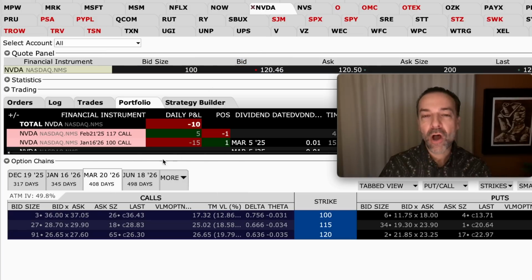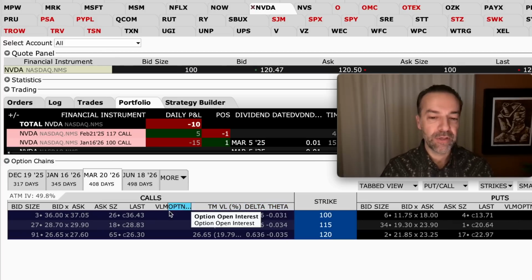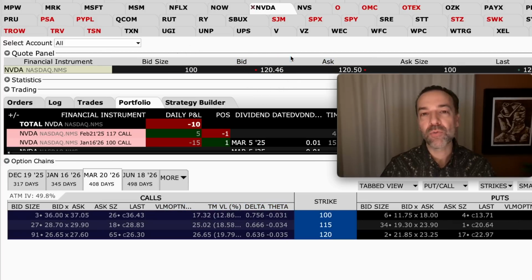So we're going to focus on the call section here of NVIDIA. Here we're looking at the option chain that expires in 408 days. This is indeed a LEAPS option for NVIDIA. We're going to look at the $100 call option. A couple things I want you to pay attention to here. First, notice that the stock is trading at $120 per share.